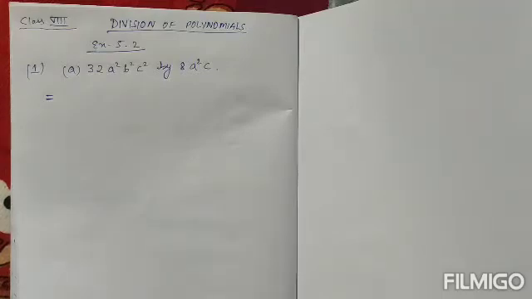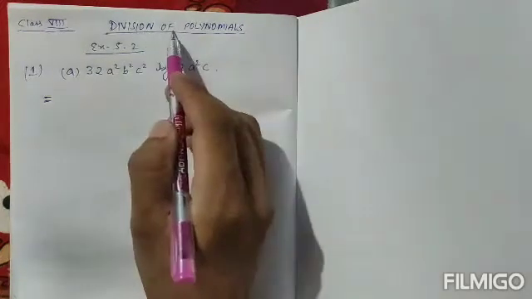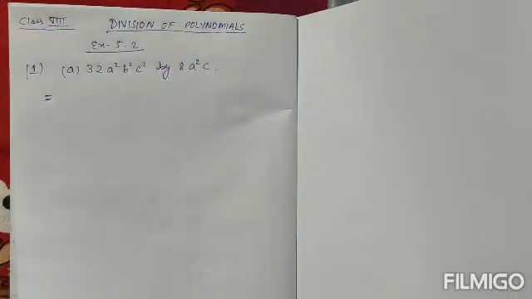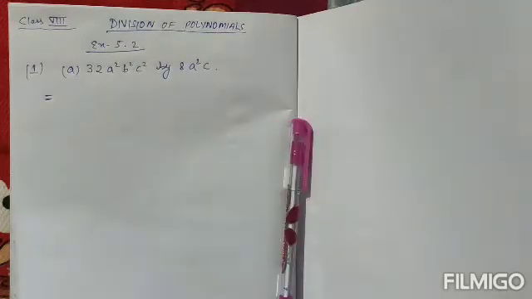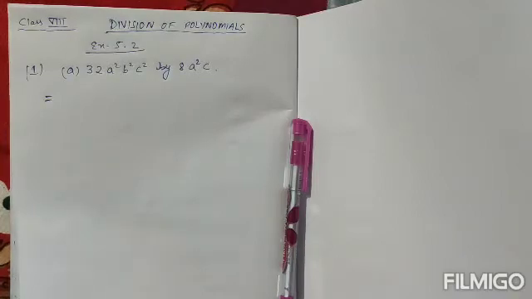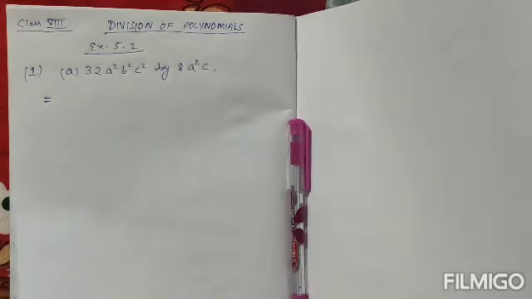Hello students, today we are going to start a new topic, that is division of polynomials. We have already done this topic in class 7 also. While dividing, we have many types of division. In the case of polynomials, first we can divide a monomial by a monomial, then a polynomial by a monomial, then a polynomial by a polynomial. So these are the kinds.